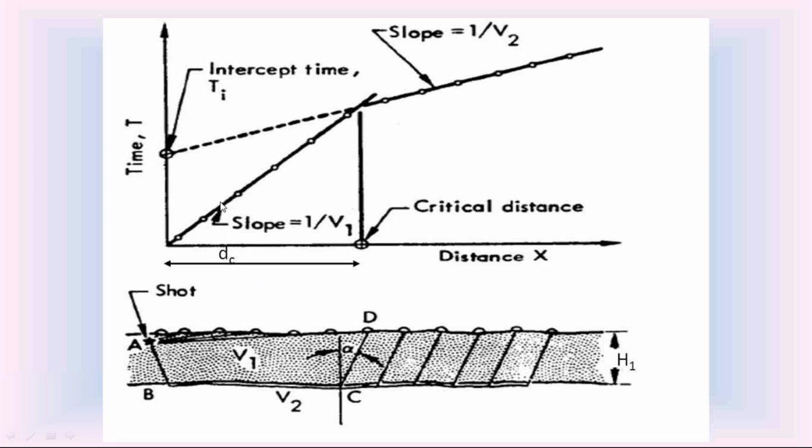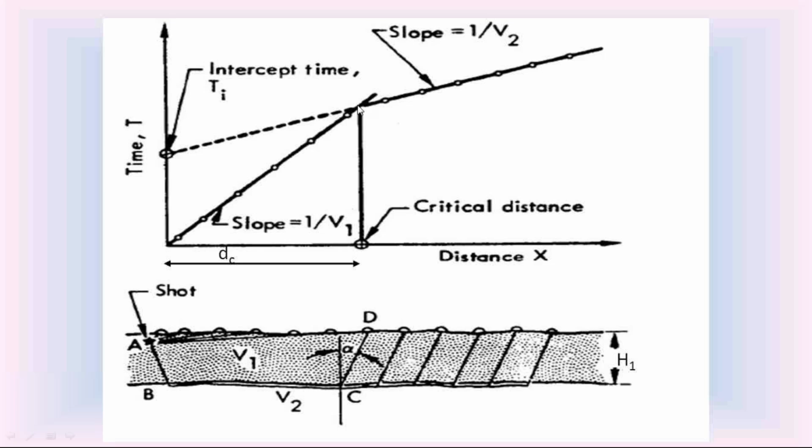Then consider the first straight line. Find out the slope of the first straight line. That slope is equal to 1 divided by V1. V1 means the velocity of the shock wave in the first soil layer. From that, calculate this velocity V1. V1 is the velocity of the shock waves in the first soil layer.